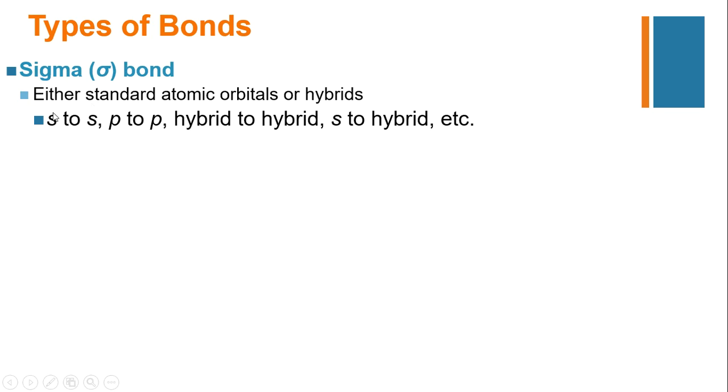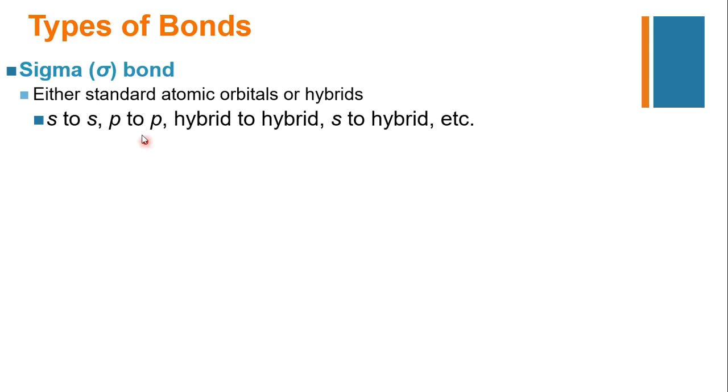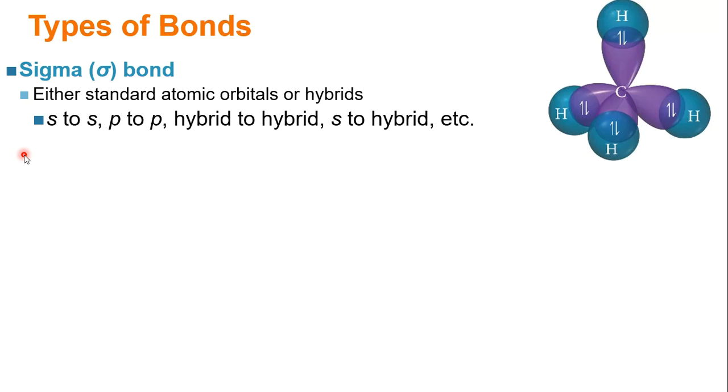It can be just the standard S to S overlap. It can be a standard P to P overlap. It could be a hybrid to hybrid, or an S to hybrid, or a P to hybrid, or a D to hybrid, or a D to D. There's just any combination of ways that you can do sigma bonds. So sigma bonds are your single bonds, and there's a plethora of ways to make them.